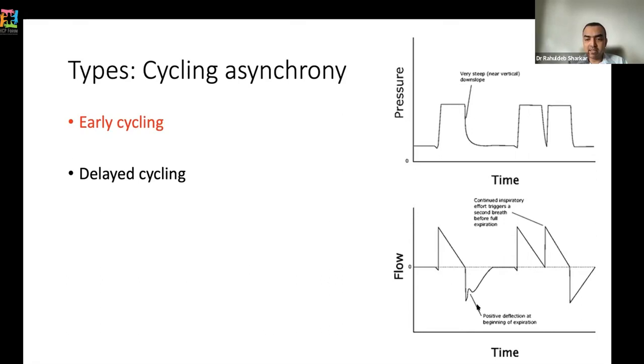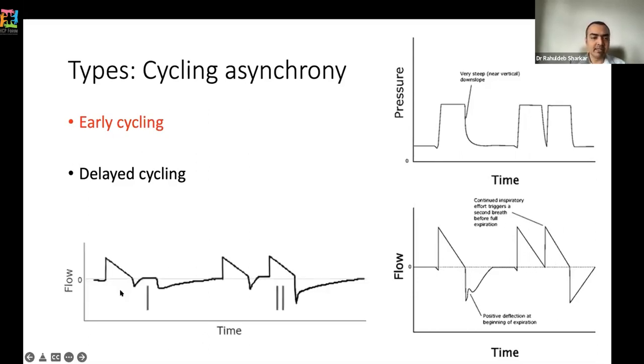So what is happening is during the exhalation, the patient wants to breathe in, and therefore there is a deflection at the beginning of the exhalation. The patient wants to keep breathing in, but the machine wants to breathe out, and that's obviously a very uncomfortable situation for the patient. So that is cycling asynchrony, and you just have to increase the inspiratory time in that case, and this is how it will look. During the initial part of the exhalation, it is going upwards.